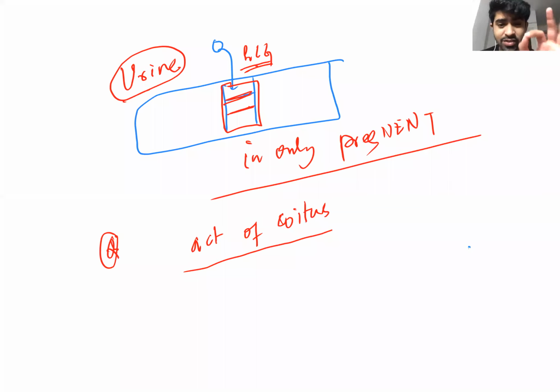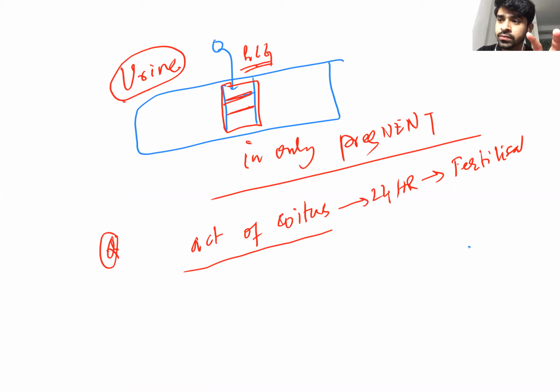So today is the chance of fertilization, obviously. Actually, fertilization also takes some time. If today is the act of coitus, fertilization takes at least 24 hours. After 24 hours there is a chance of fertilization, and it occurs at the ampulla, where the male gamete and female gamete fuse. Then what will you find?